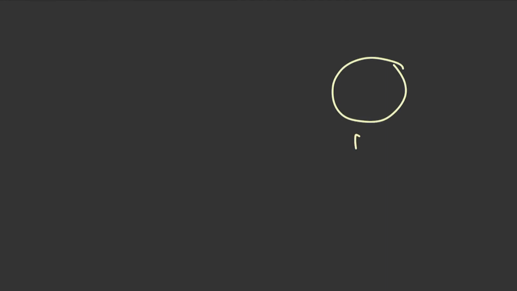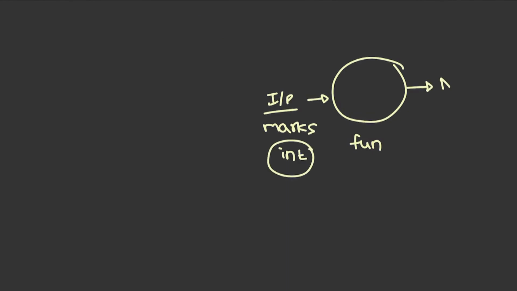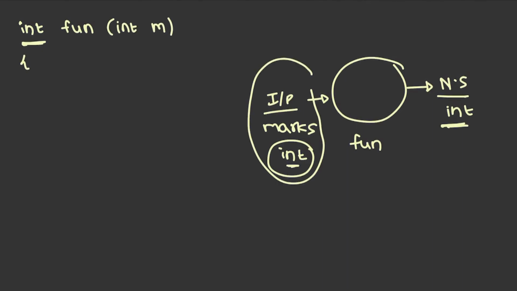Consider a function fun which has to accept marks, which is an integer, as input, and it has to return the normalized score, which is also an integer. What has to be written as the first part of the function is called the return type. Int fun, it is taking an integer, marks, as the input. All the inputs that have to be taken have to be listed here. These are called formal arguments.